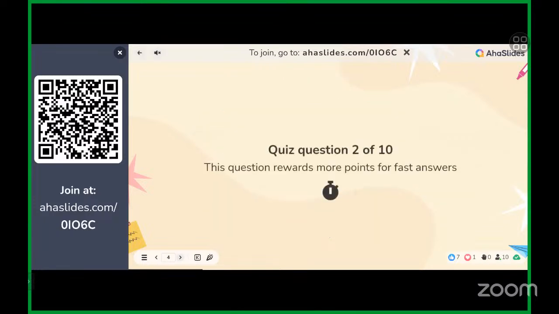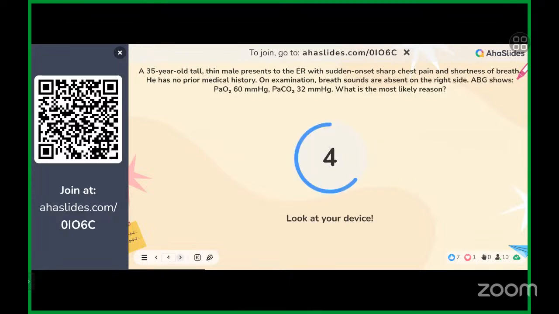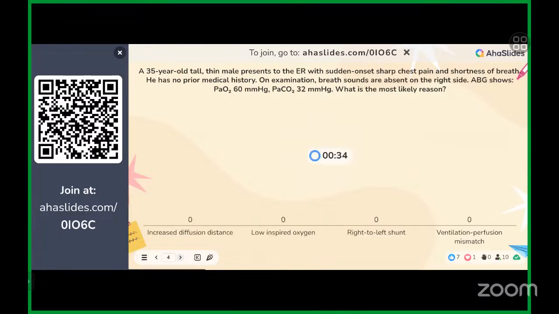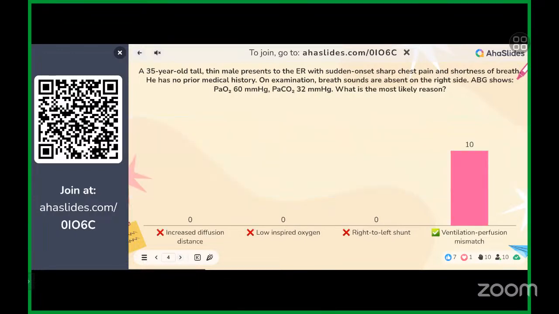Moving on to the second question. A 35-year-old tall, thin male presents to ER with sudden onset, sharp chest pain and shortness of breath. There's no prior medical history. On examination, breath sounds are absent on the right side. ABG shows PaO2 as 60, PaCO2 as 32. What is the most likely reason? So let's see. Right, it is due to ventilation perfusion mismatch.